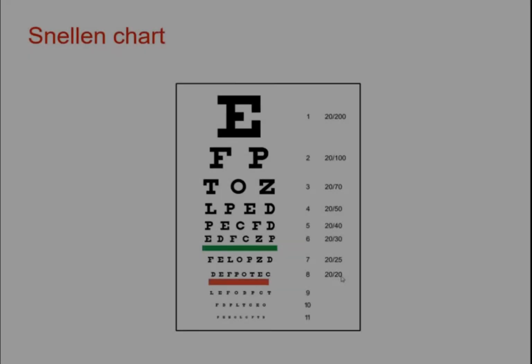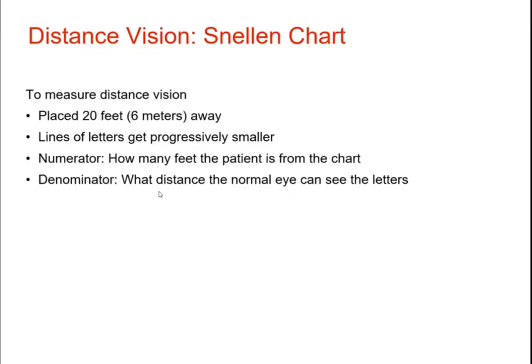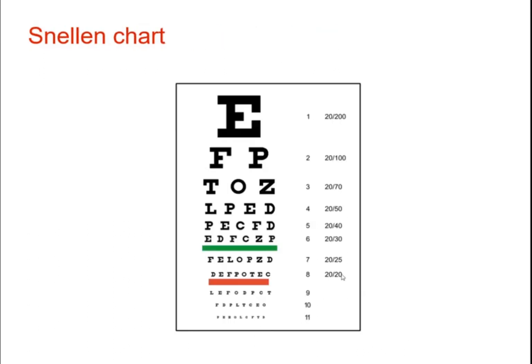The bottom number is what is going to be changing. So the bottom number tells you at what distance the normal eye can see the letters. If it's at 20/20, it means that the normal eye can see these letters at 20 feet. But as the number becomes bigger, as you can see, this refers to what the normal eye can see at that distance. So obviously, a normal eye can see the larger numbers here at a further distance.